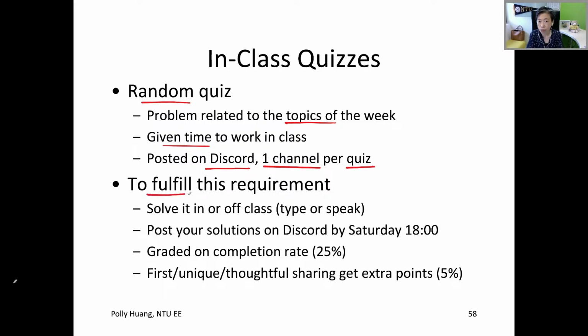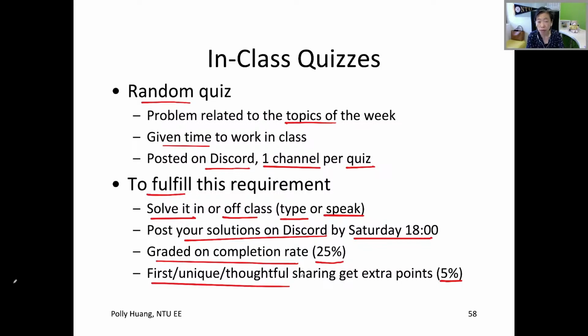Now, to earn the grades for the quiz part, you can solve it in class or off class, depending on whether it's take-home or not, and just type your solution up. In one of the quizzes, you'll be invited to speak and interact directly with Polly if you are lucky. Again, post your solution on the score and do it by Saturday, 6 p.m. of the week that we posted the quiz. It'll first be graded on the completion rate, and that will add up to 25% of the semester grade. And 5% will be reserved for those solutions that are particularly fast or thoughtful.